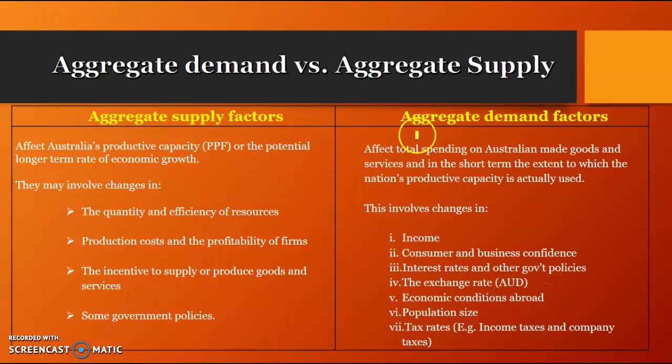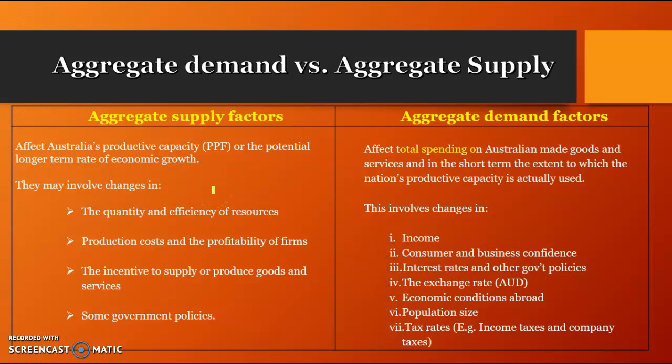So aggregate demand factors, I'll start with the right, affect total spending on Australian-made goods and services. And essentially what they're looking at is to what extent we're going to use our productive capacity. So if there's lots of demand, we're going to get closer to our productive capacity because we'll hire more resources and use more of our available resources. So basically, it's things that influence demand for Australian goods and services. So it might be consumer and business confidence, interest rates, the exchange rate, population, tax rates, and we'll explore all of these in later videos.